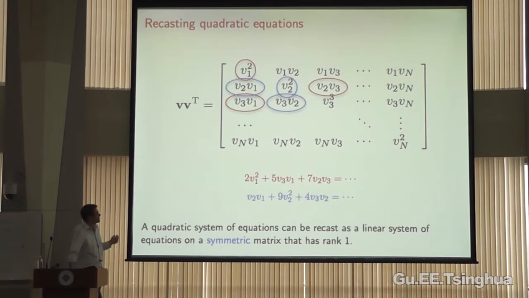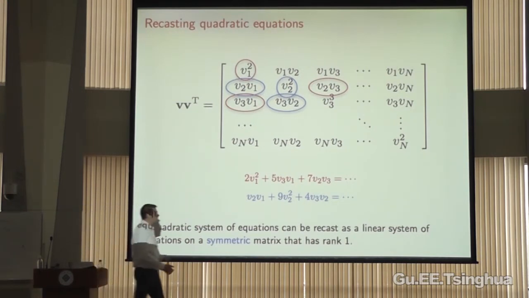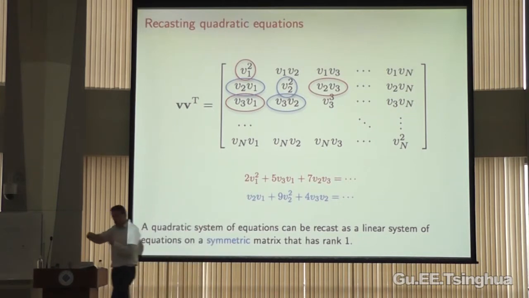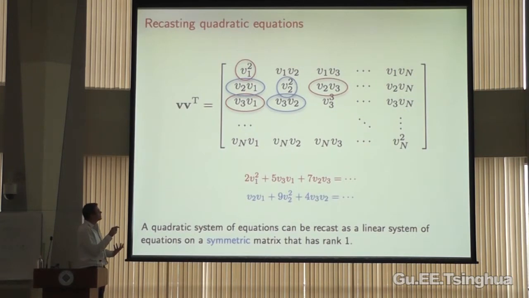Okay, so you can say the same thing for bilinear, also for quadratic. If I have a single vector, like V1 squared and V1 V3, so basically entries of the same vector multiplied by each other, it's exactly the same thing, but now it's even better because the rank 1 matrix you're sensing is symmetric. That's the only difference. So any quadratic system of equations in V1 through Vn can be written as a linear combination of this rank 1 symmetric matrix.